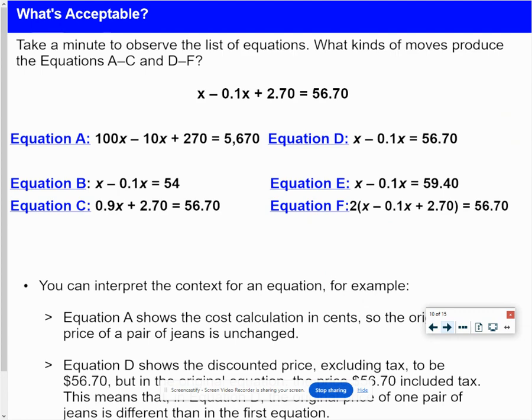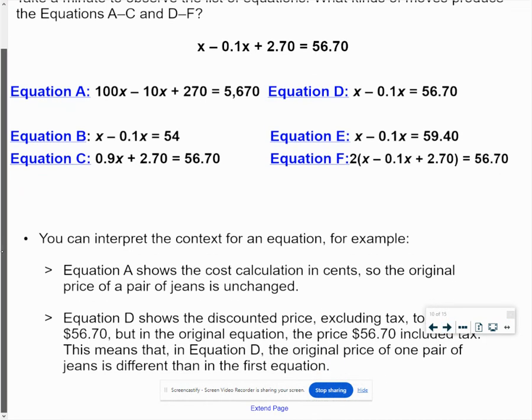Equation D didn't work because they took the tax off one side but not the other. Equation E didn't work because they subtracted on one side and added on the other. And then equation F, they multiplied one side by 2 but not the other. If you don't do the same thing on both sides, it's not going to be equivalent, right?